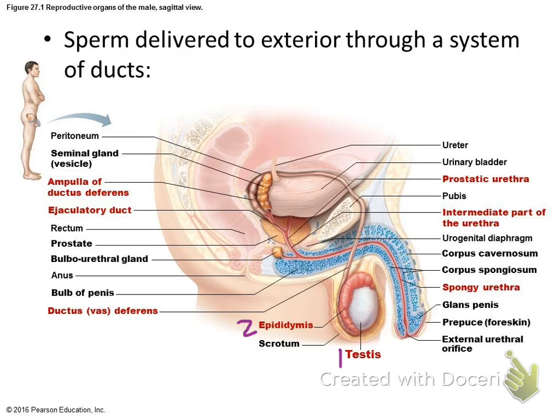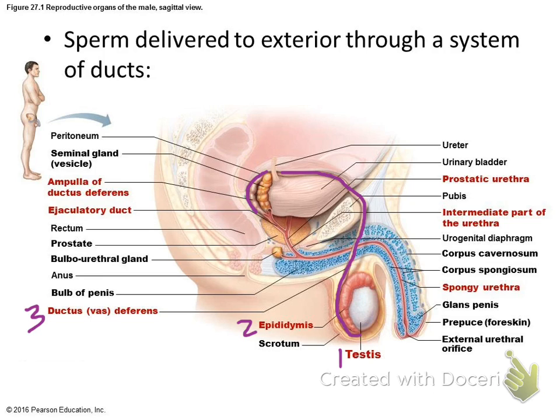Exactly. So they're produced in the testes, moved to the epididymis where they're going to mature. And we'll talk about what we mean by that in a little bit. From the epididymis, they're moved into a long tube called the vas deferens or ductus deferens. And notice that that connects to the epididymis, but then it extends all the way up on top of the bladder and then wraps around to the back side of the bladder.